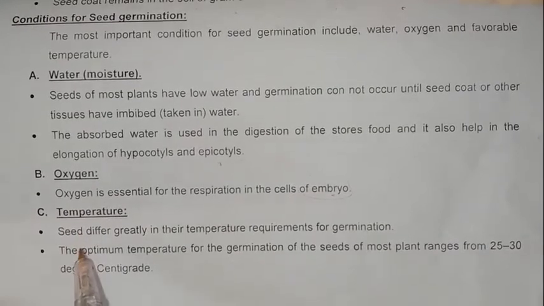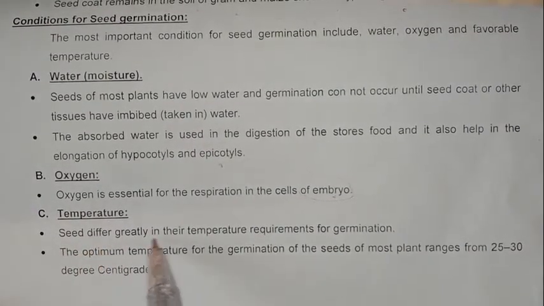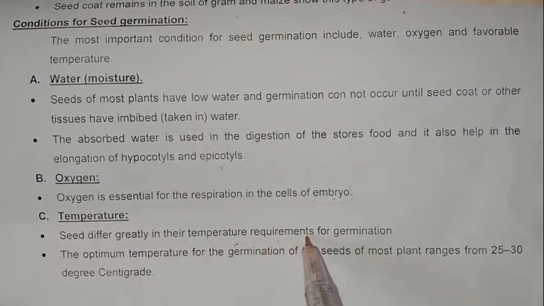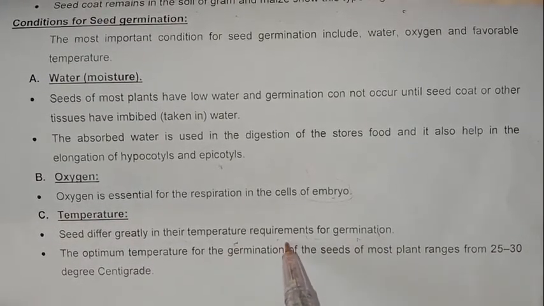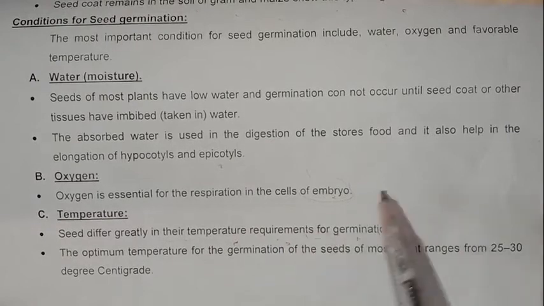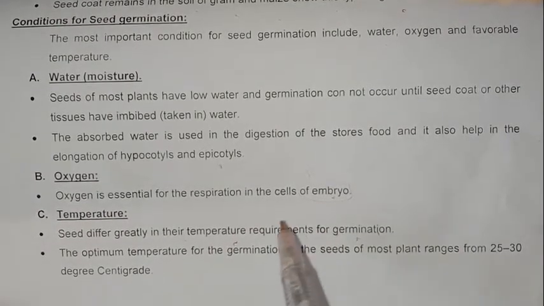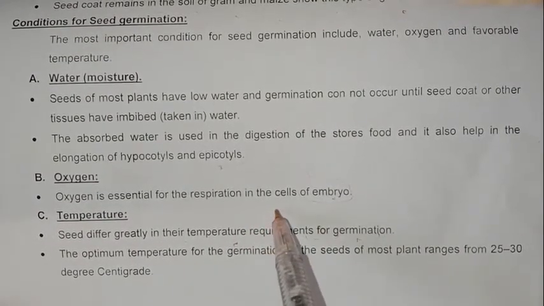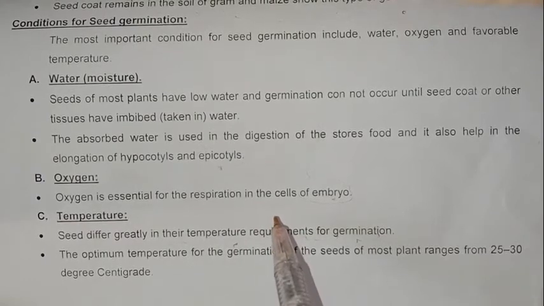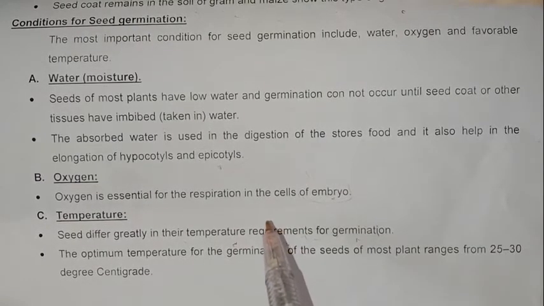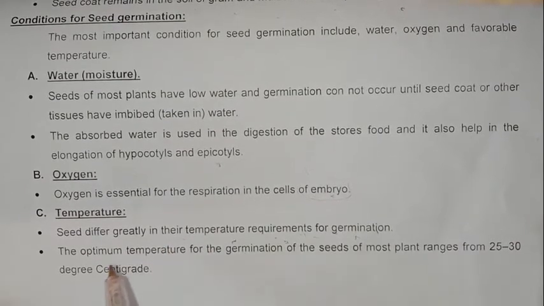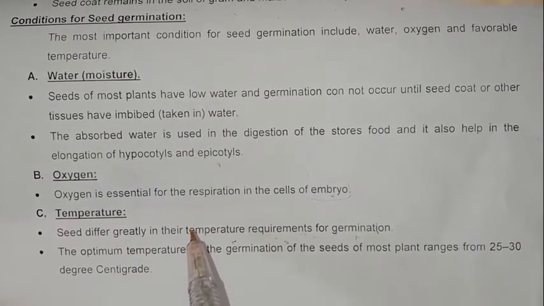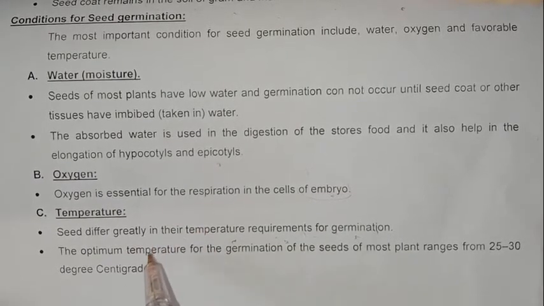Temperature. Seeds differ greatly in their temperature requirements for germination. So some seeds require low temperature. For example, wheat seeds require low temperature to germinate. Seeds of wheat germinate in the winter season because of the low temperature in the environment. Similarly, other seeds that require high temperature grow in the spring and summer seasons.